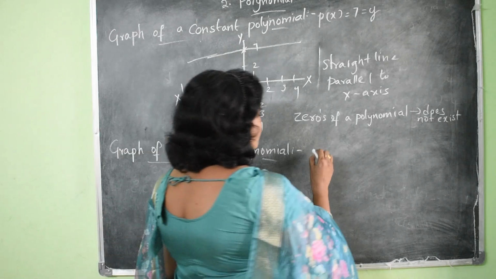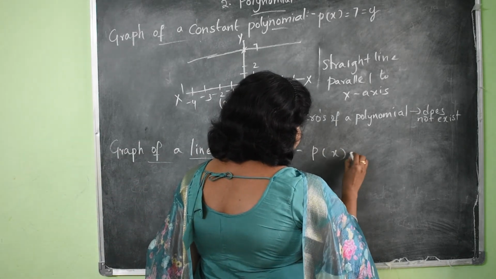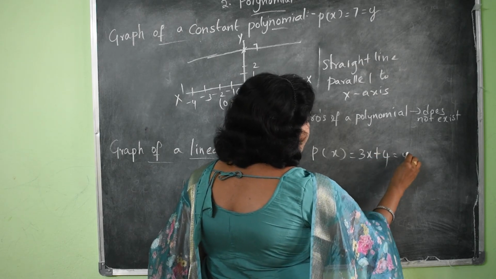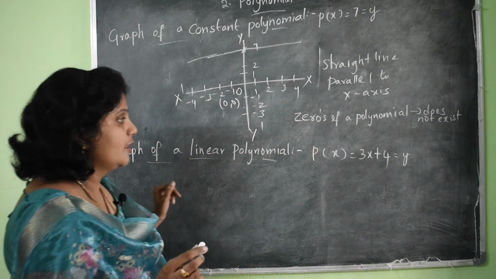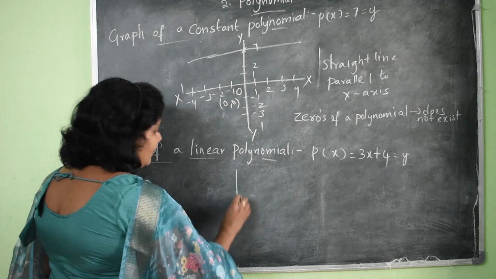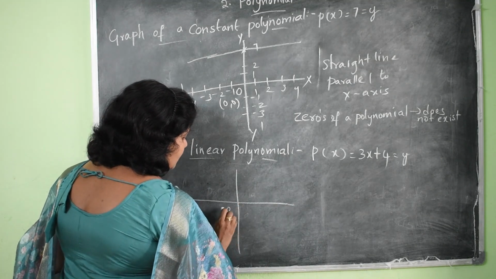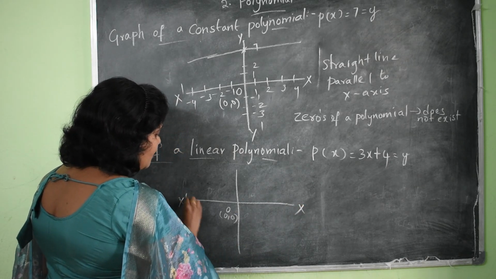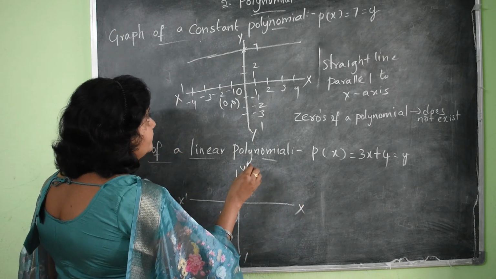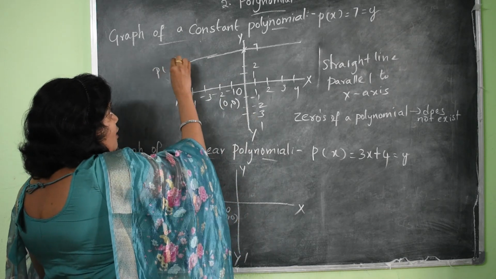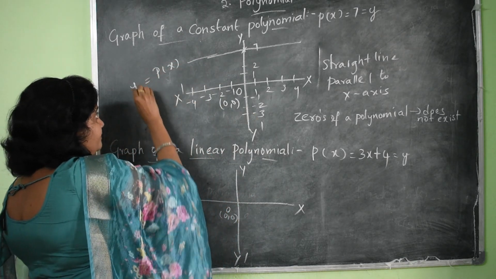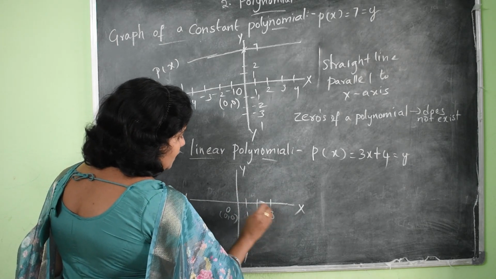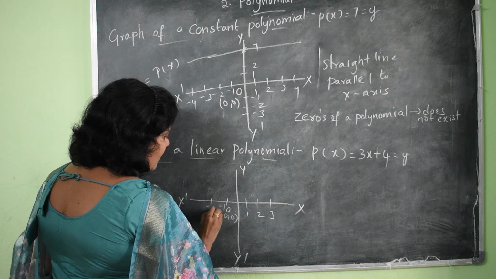What is the linear polynomial? p of x is equal to 3x plus 4. Let p of x be equal to y. So let us draw the graph again. 0, 0, x dash, y dash, y. So here the graph is p of x. So 1, 2. I am writing positive and negative values.